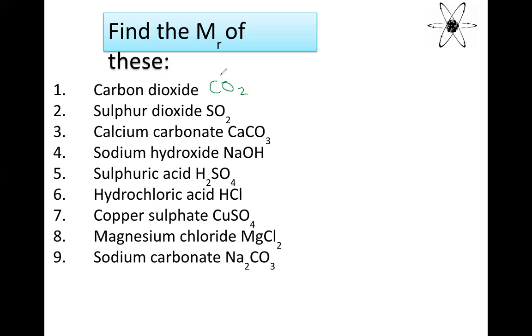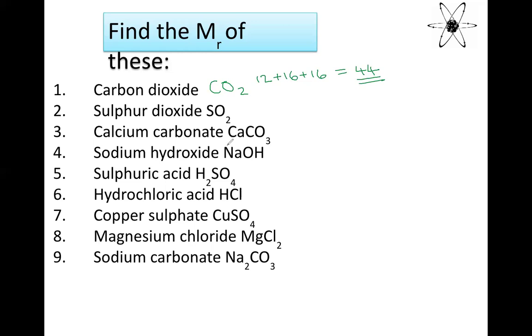Now, with carbon dioxide, we said 1 atom of carbon and 2 atoms of oxygen. The relative atomic mass of carbon is 12. The relative atomic mass of oxygen is 16, and we've got 2 oxygen, so you've got another 16. You add all those together and that should give you 44. That is the relative formula mass for carbon dioxide.